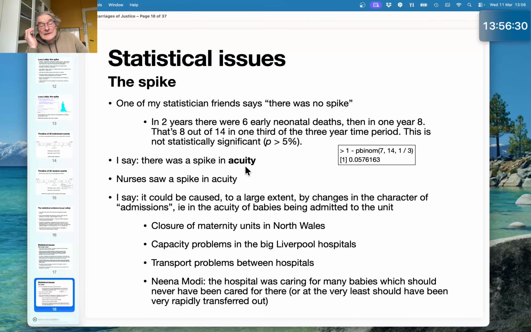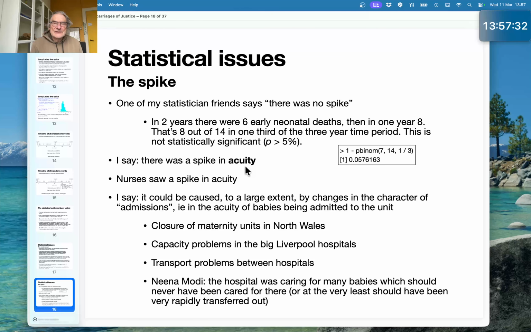I say there was a spike in acuity of babies on the unit being cared for in intensive care, especially in the most intensive care part of the NICU. And nurses saw a spike in acuity. Nurses have told Thirlwall, and they told the court, that they definitely had the impression that they were caring for babies who were much sicker than in previous years. And there are certainly some good reasons why there could be a spike in acuity. We know that there were changes to the statistical character of the admissions, the babies coming in. Maternity units in North Wales were closed for some time, or degraded in some time.